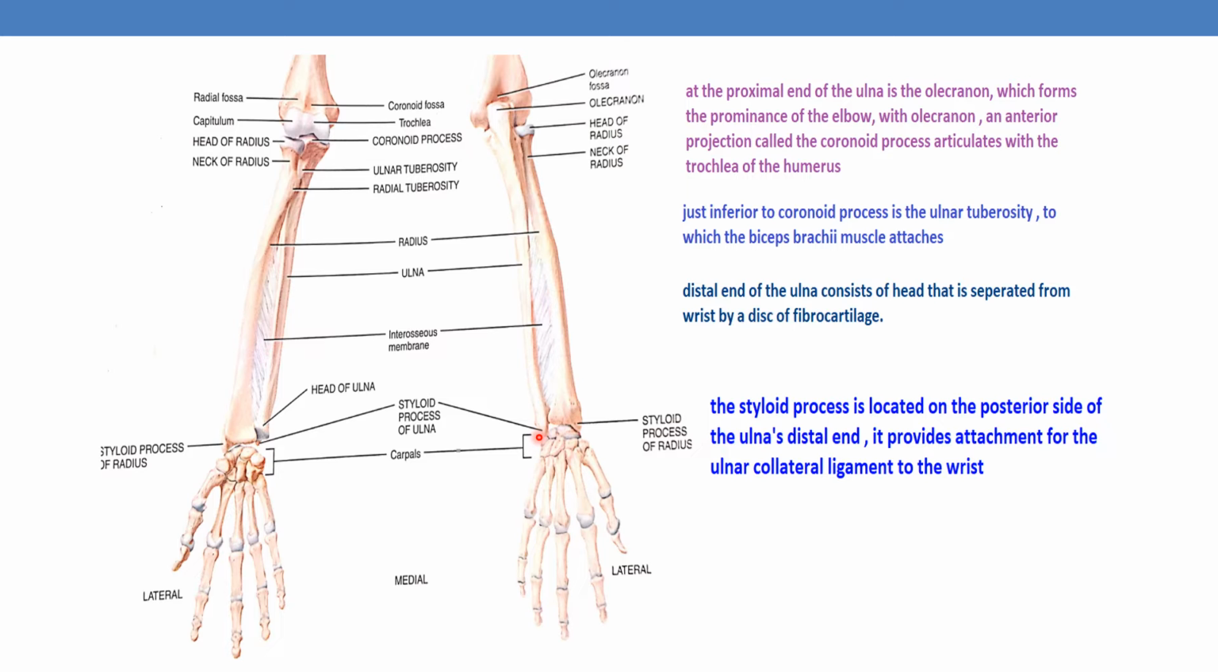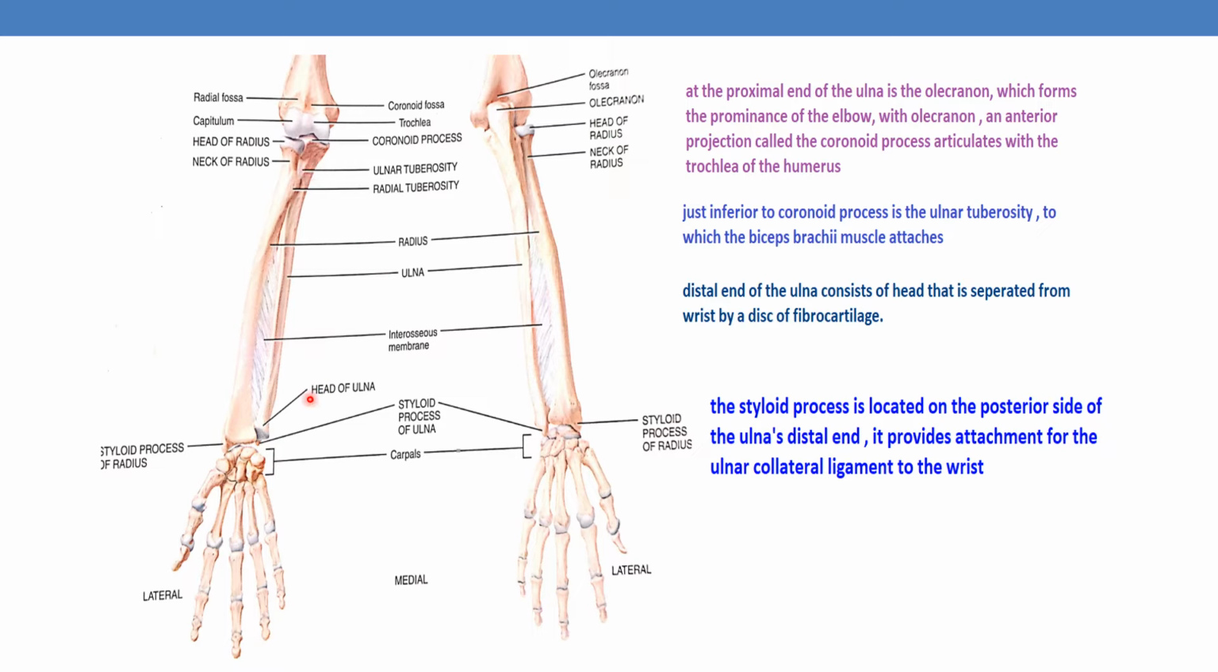So these are some of the important anatomical components of the ulna. The first one is the olecranon, which is located at the proximal end of the ulna. The next is the coronoid process, which articulates with the trochlea of the humerus. And the next is the ulnar tuberosity, the point of attachment for the biceps brachii muscle.